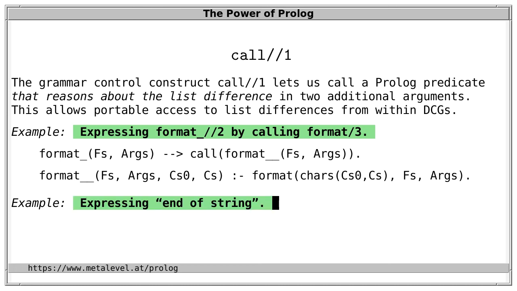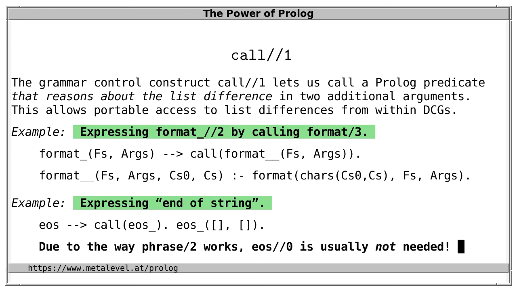And another example is to express end of string. For instance, we can define end of string is encountered if calling eos_ succeeds. And eos_ is a predicate that holds only for the empty list. So not just as a list difference, but as the actual empty list. And due to the way phrase works, we usually don't need to express end of string, because phrase only succeeds if nothing remains. So we usually don't have to say that explicitly. But if we need to express it, then we can do so with call.